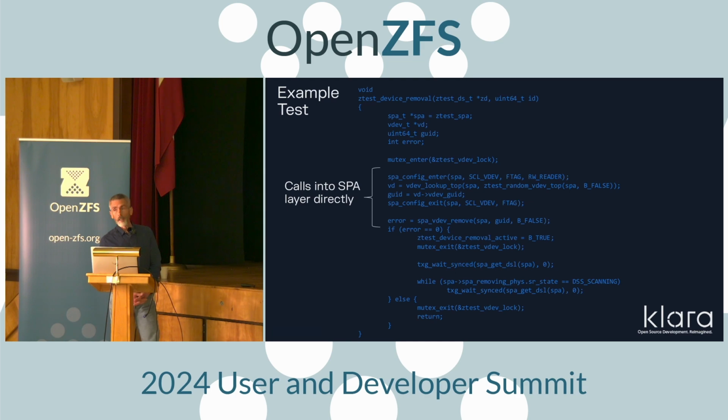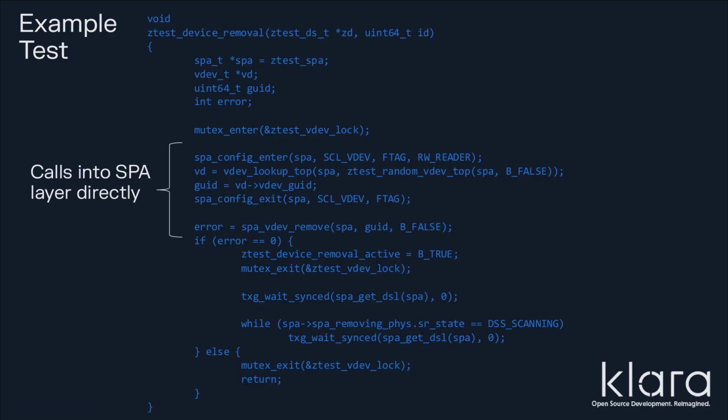And this slide, I apologize, I don't know if anybody can see it other than me. Well, that part where it says calls into the SPA layer directly, I'll just read it. It's doing a SPA config enter, which if you're familiar with the SPA layer, is the big global lock before you do anything. And then we're going to go find the top level VDEV. And then this is device removal. So I guess it passes in something. And then we're going to exit the lock.